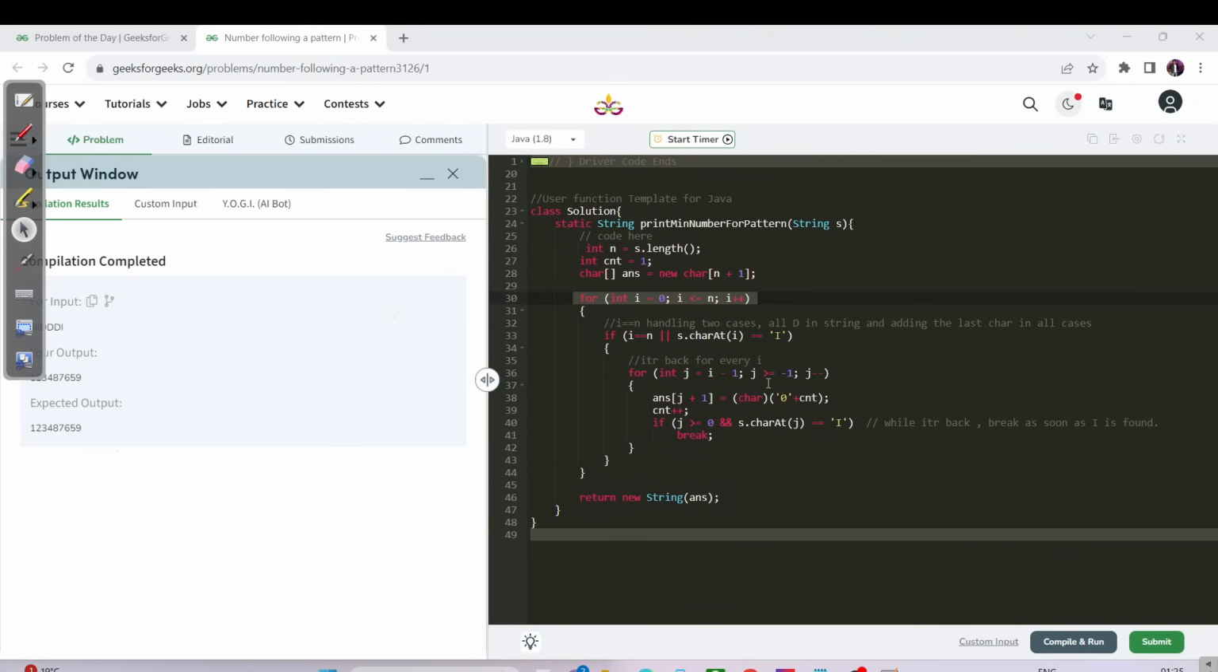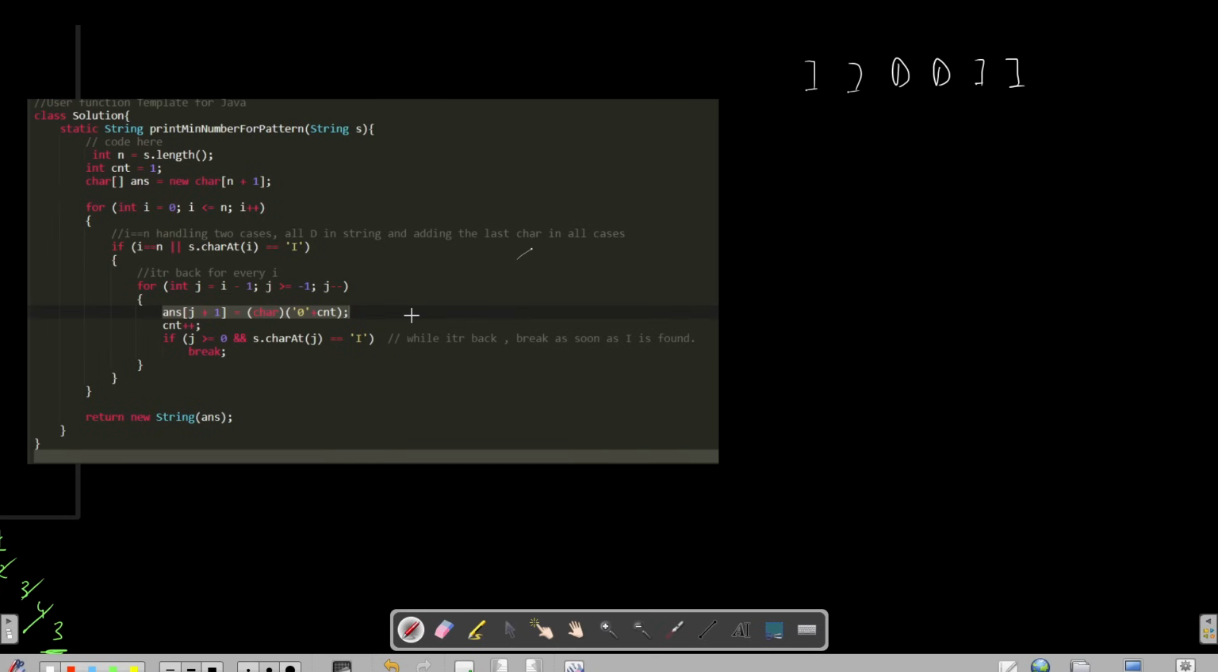Let us see again. Okay, so as soon as we get an I, we iterate back, right? For j equals to i minus 1, j greater than equals to 1, and j minus minus, right? And we are updating the values. So let me give you a very quick dry run regarding this code. Okay, let us do a very quick dry run.